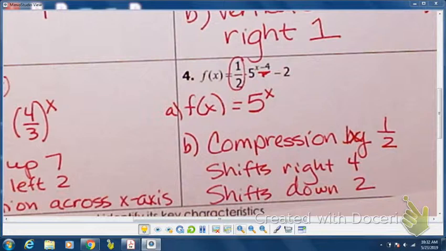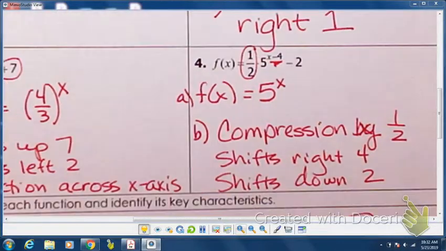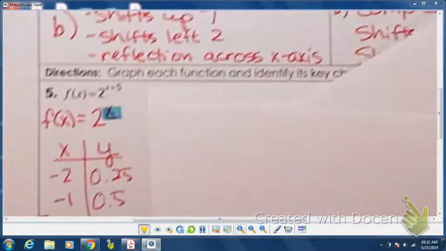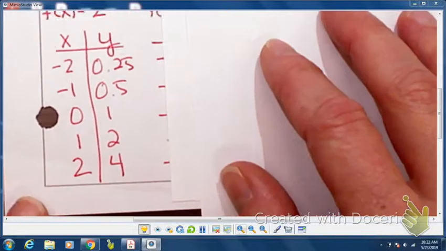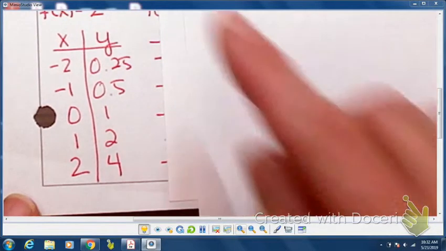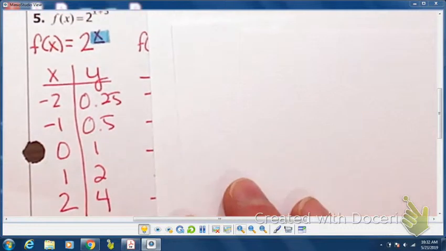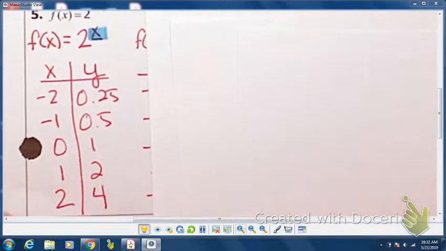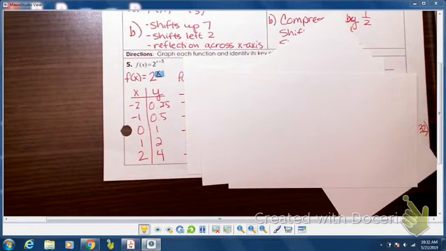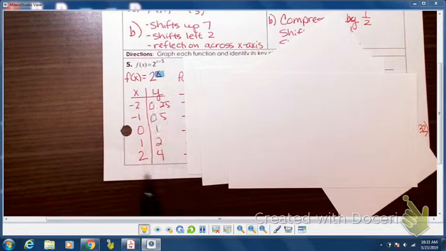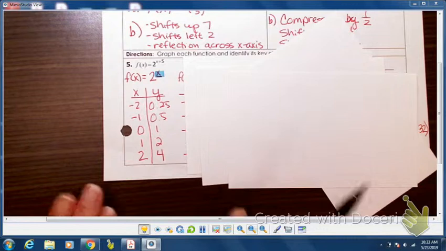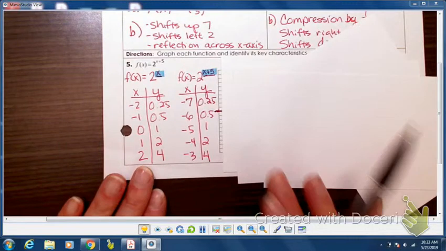To do the graphing, here's what we're going to do. The first thing I want you to do is make a table of the parent function. So if we have 2 to the x plus 5, boy, this is laggy, sorry. I'm going to zoom out a little bit. 2 to the x plus 5, then our parent function is just 2 to the x. So what I did was I made a table of 2 to the x power. Then I did the transformation, and here's what I did.